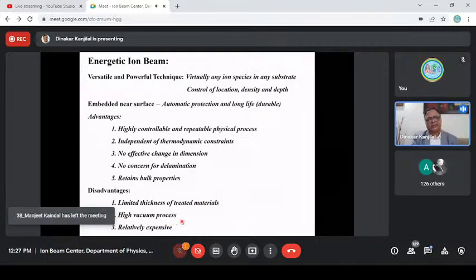And the high vacuum process makes it slightly expensive. So if it can be done some other way, and we have established a lot of processes, then leave it there, because it is a bit costly. Finally, cost drives the utility also, and so it is relatively expensive. That is because of the high vacuum process.